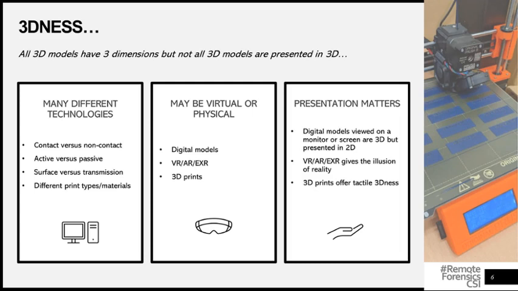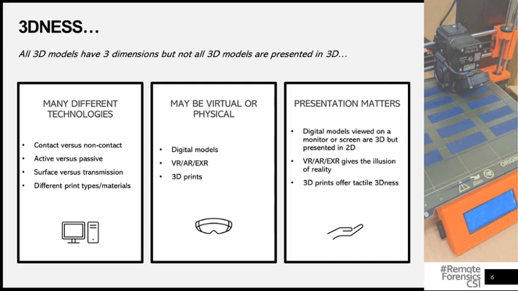And then, of course, alongside those different imaging techniques, you also have different print types. And I'm going to speak about those in a bit more detail in a moment. But there's different print types and different materials. So lots of different technology can make things 3D. And as I alluded to in that statement at the top there, we can interact with that technology and those models virtually or physically.